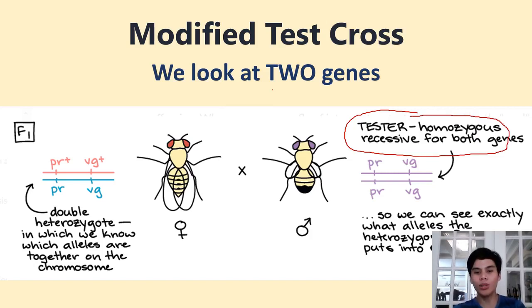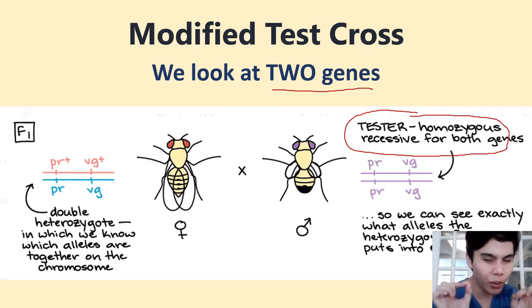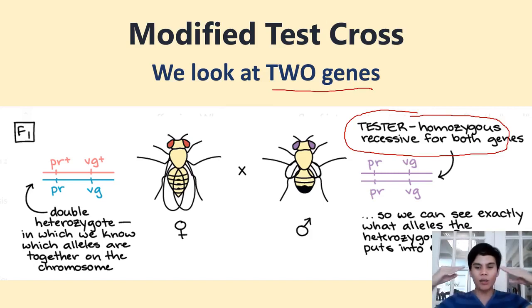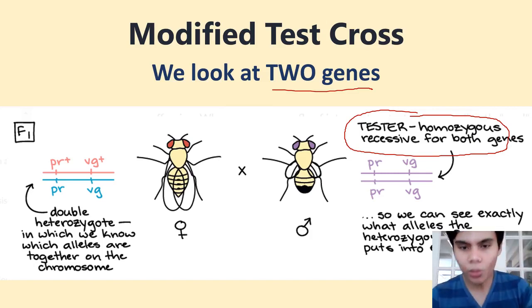Again, we have to look at 2 genes in recombination. What we're looking at is the relationship between gene number 1 and gene number 2. Gaano sila kalapit? Okay? Gaano sila ka-linked? Alright? So, again, 2 genes.